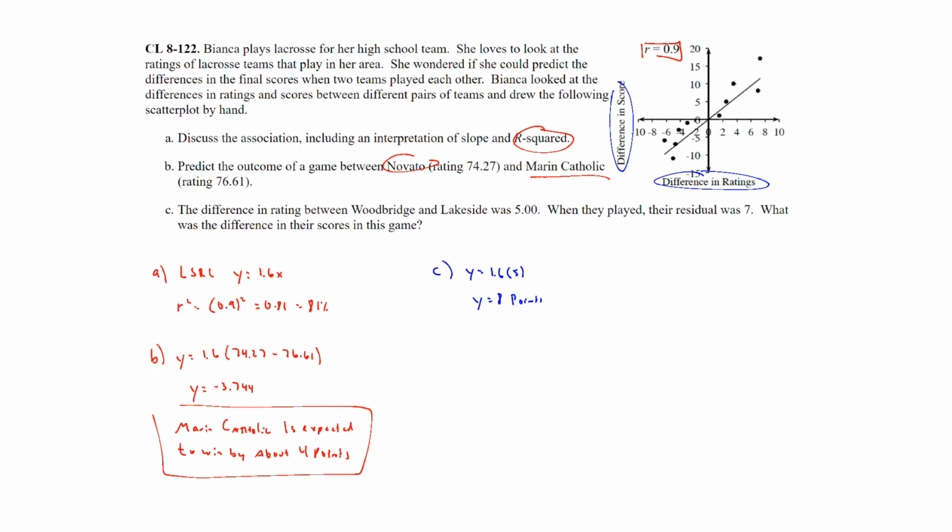When they played, the residual was 7. So since we know the residual is equal to the actual minus the predicted, the residual is 7, the actual we don't know, and the predicted we found was 8. So if we solve for the actual, we get a value of 15 points. So what was the difference in their scores in this game? The difference of their scores was 15 points.